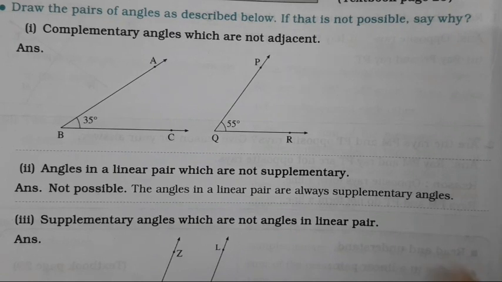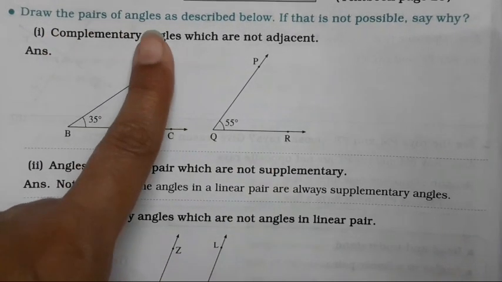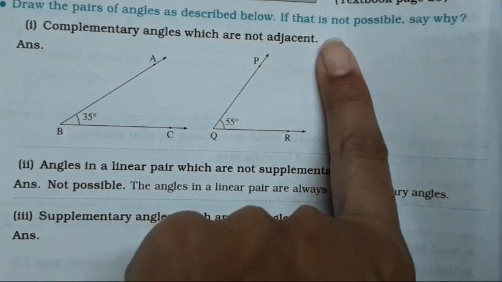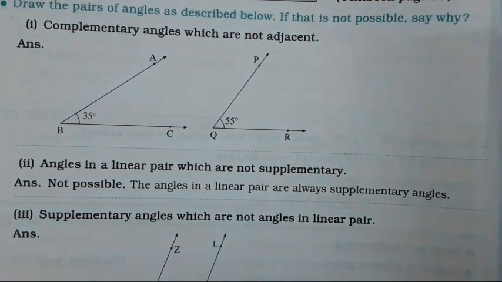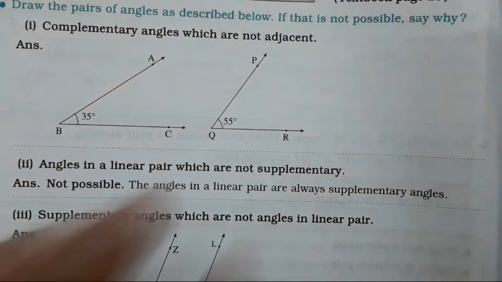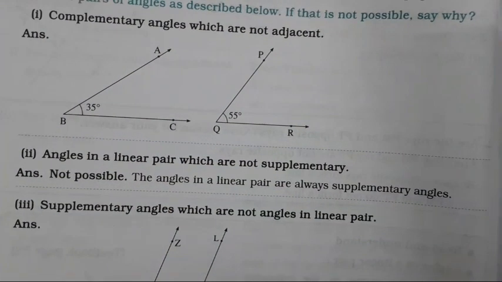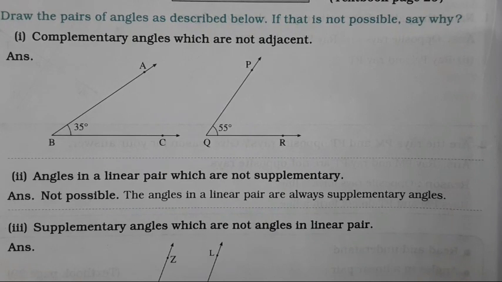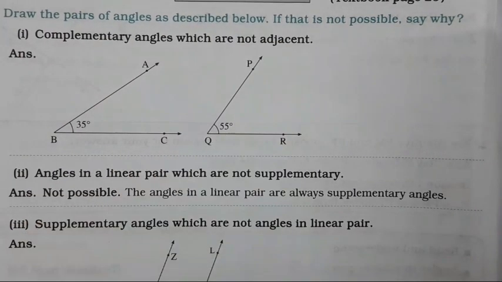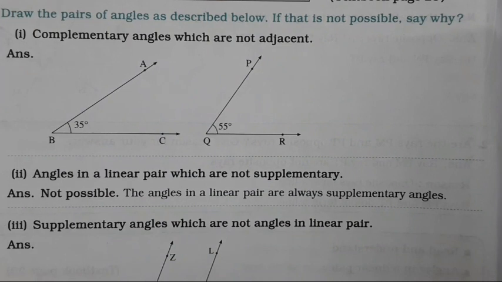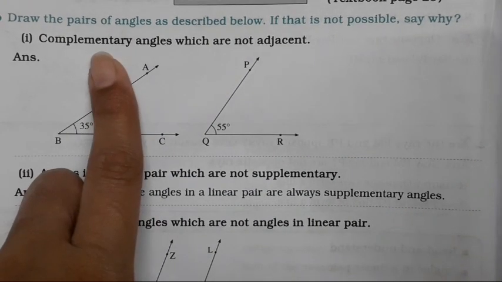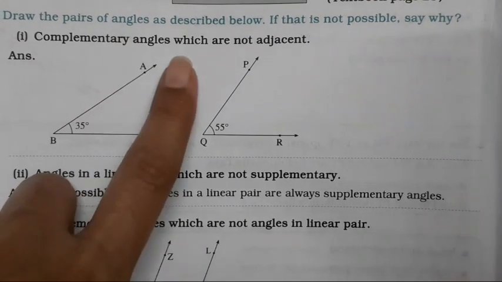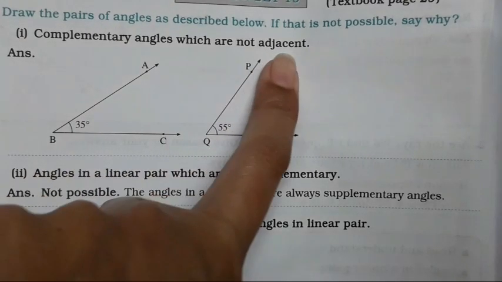Now in this exercise, the question is, draw the pair of angles as described below. If that is not possible, say why. Now they have given a statement. Alright, now this exercise is very easy and mostly you all have to only draw the angles and state whether the given statement is correct or wrong. Okay, so complementary angles. Complementary angles means 90 degrees. Remember always that. Complementary angles which are not adjacent.